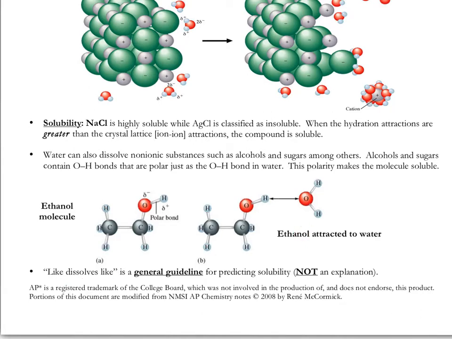Like dissolves like is the memory device we use in Chem 1. It's a great guideline. You use that to remember. You use that on multiple choice. You use that as a starting point for a free response question. But this is not a complete explanation. This does not say why it happens. It just helps you to remember what happens. So like dissolves like means polar dissolves polar. Charges dissolve charges. Nonpolar dissolves nonpolar. So when we have those types of compounds, we know what to do.